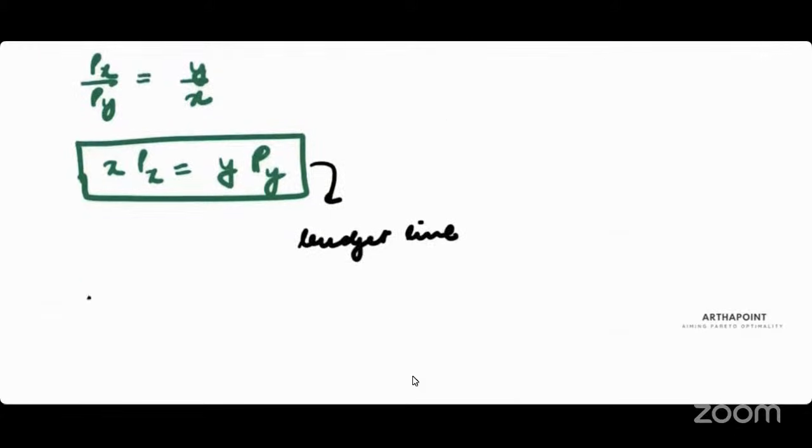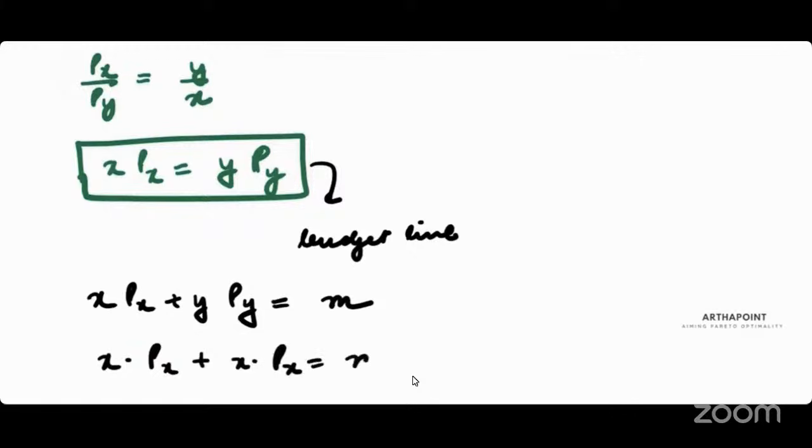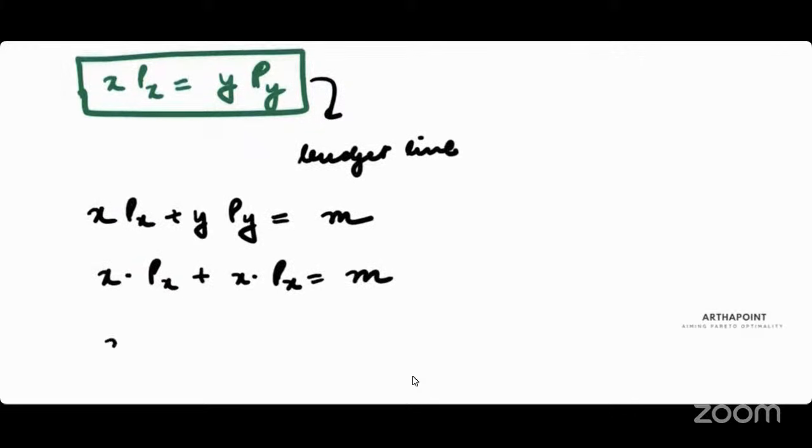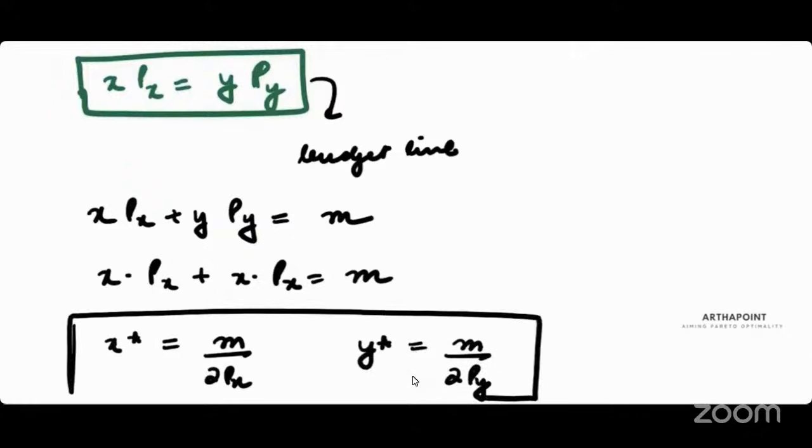So your budget line is x Px plus y Py is equal to m. You just equate because these two are equal. So instead of y Py, you will put x Px, so 2 x Px is equal to m. And you will get x star is equal to m by 2 Px, y star is equal to m by 2 Py. The same answer.